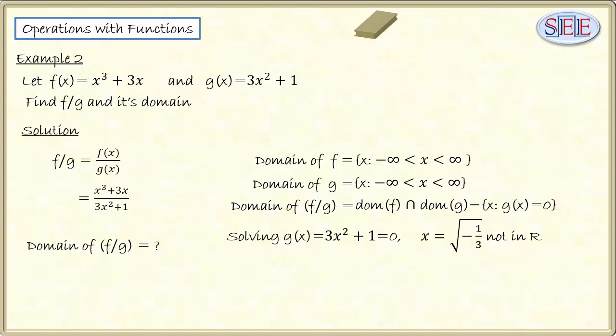Solving g of x equals 3x squared plus 1 equals 0, solving this quadratic equation, I will have x as the square root of minus 1 over 3. The square root of a negative number, remember, is not a real number. It's not in the real plane. So this is not in R. Which means any real number, when substituted in g of x, will not give 0, because the value that makes g of x equal to 0 is not a real number. Therefore, we can now write the domain of the quotient of the two functions as the set of x such that x is from minus infinity to infinity.